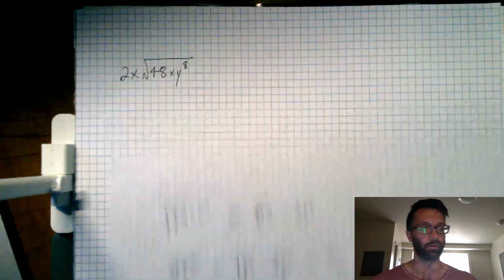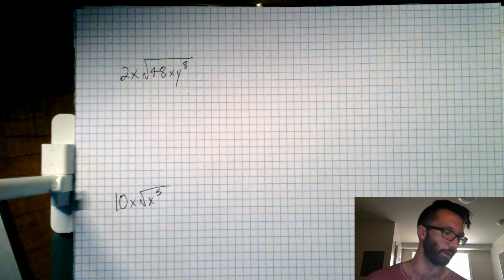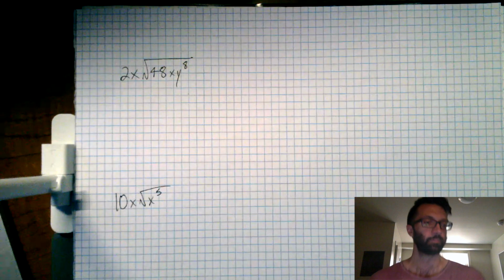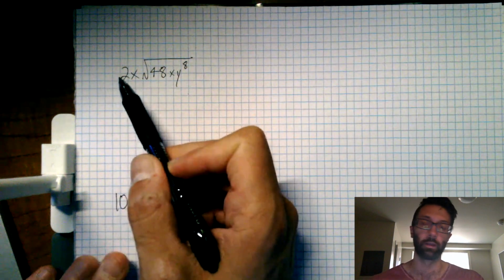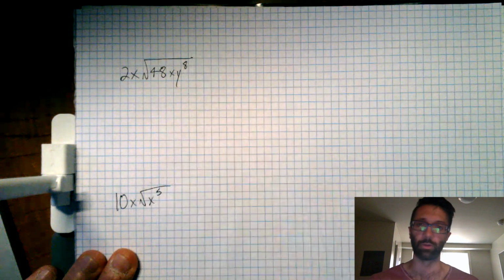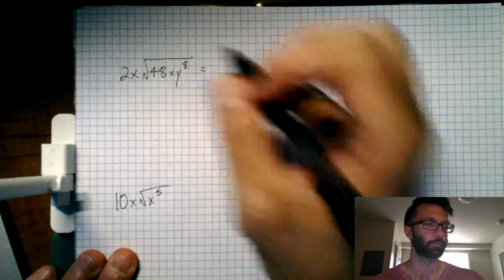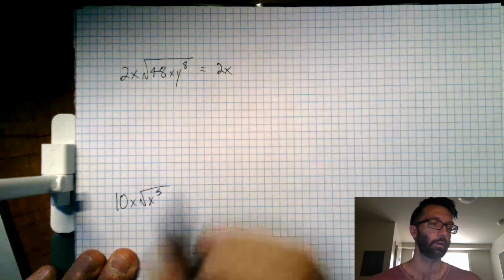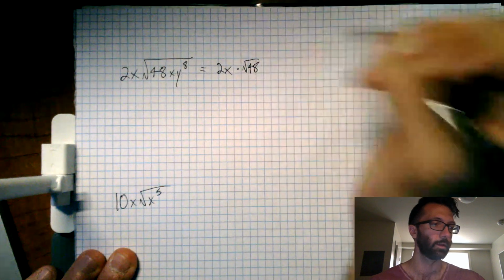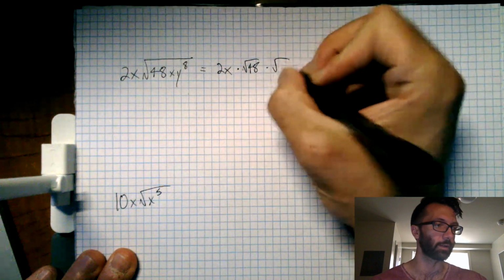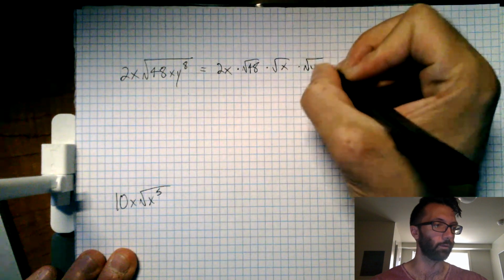Okay, so we'll do a few more examples here to cover some different scenarios you might find yourself in. Now here we have something that's already out in front, and that's fine. We don't have to do anything with that yet. So we're going to rewrite this expression as 2x times the square root of 48 times the square root of x times the square root of y to the 8th.